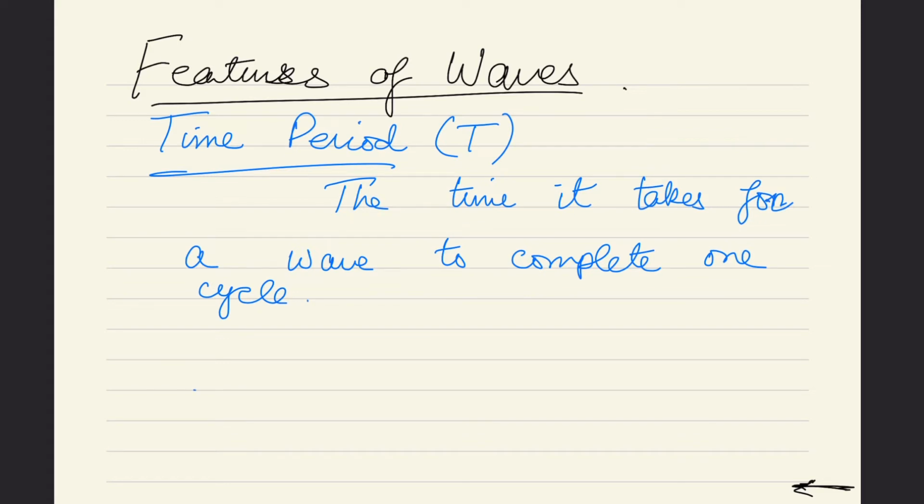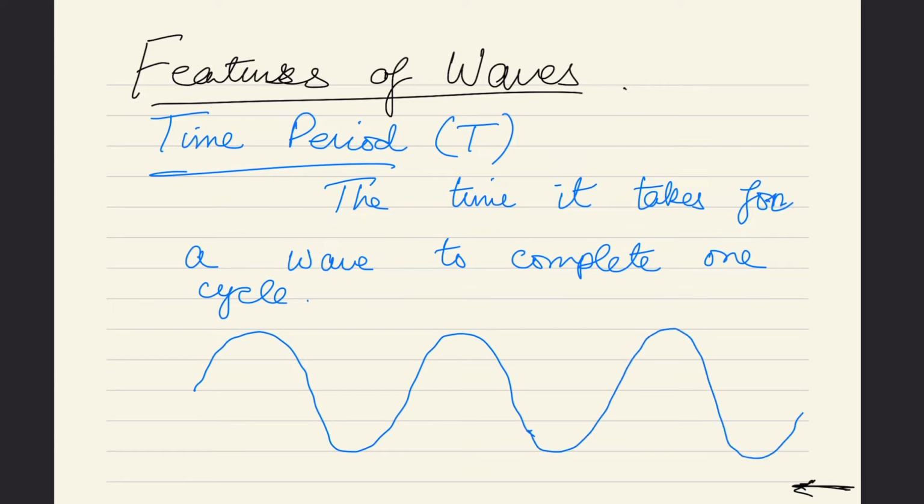For example, we have a wave. This is the wave. This wave starts from this point. It covers quarter cycle, half cycle, 3/4 of cycle, and complete cycle. One cycle has been completed at this point. So the time it has taken to complete this first cycle is the time period.